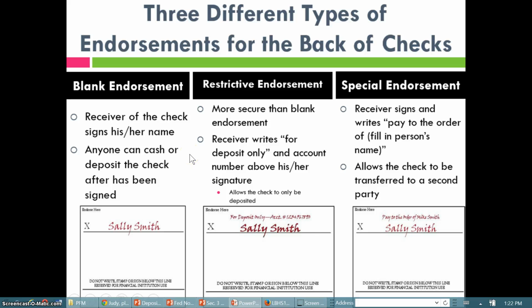And then a special endorsement would include a third party. So the receiver signs and writes "pay to the order of" on the back to a third party to receive that check. So it allows the check to be transferred to an additional person.